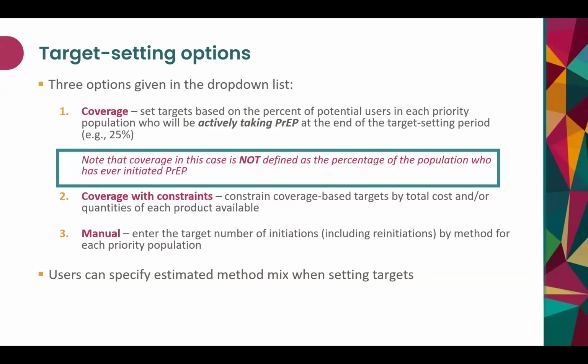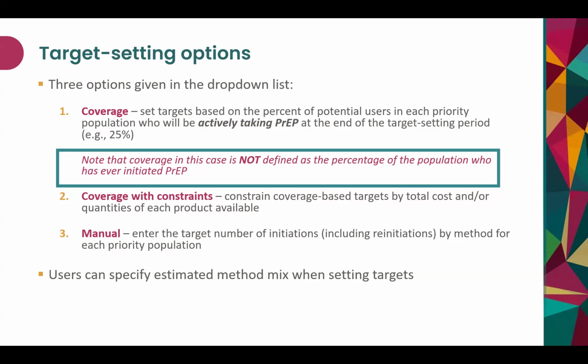Target setting is really what a lot of people use PrEP-IT for, and you have a couple of different options when thinking about target setting. The most commonly used is to set it based on coverage. So in PrEP-IT, coverage is the percent of the potential users in each priority population who will be actively taking PrEP by the end of your target setting period.